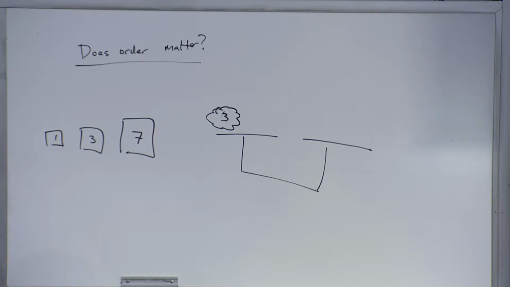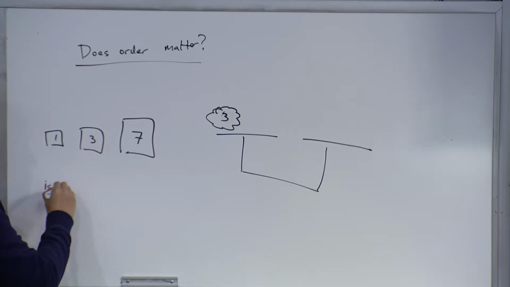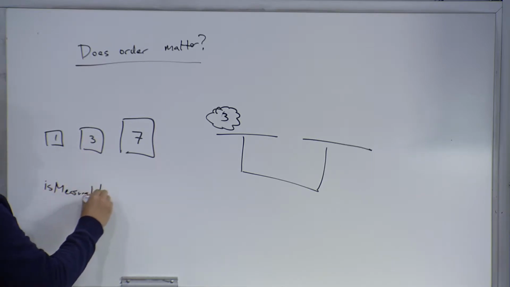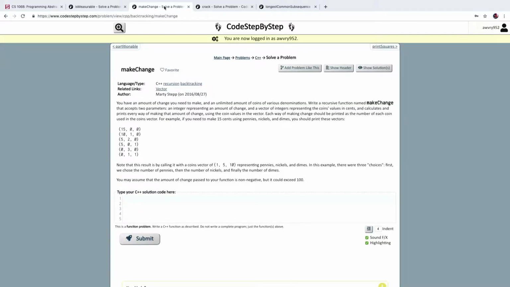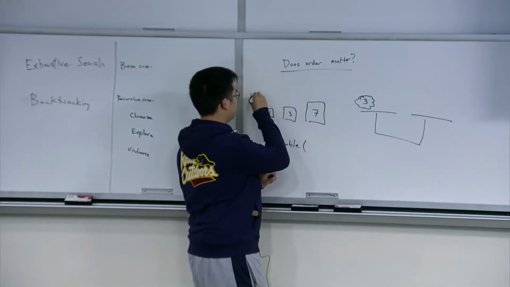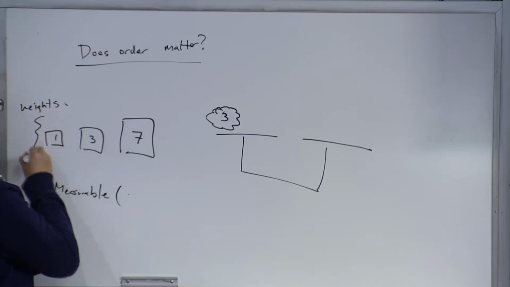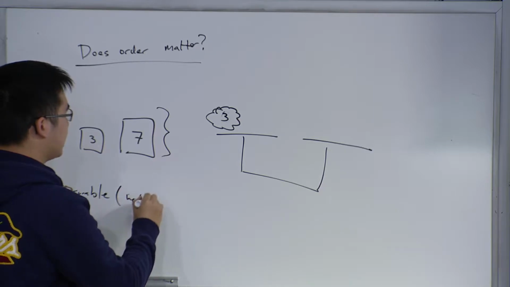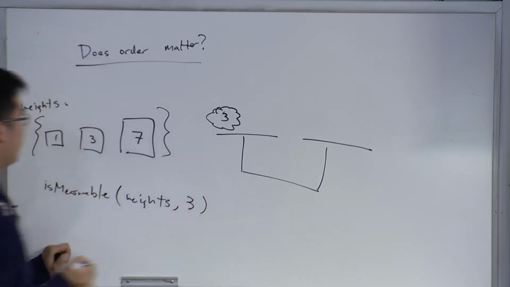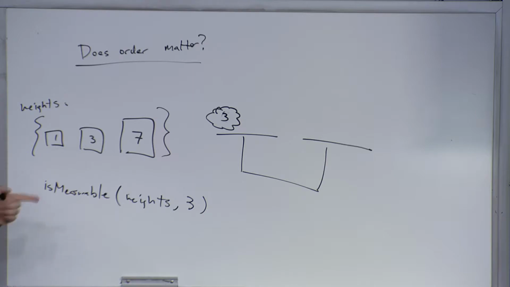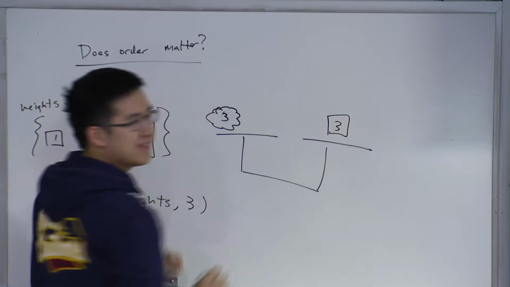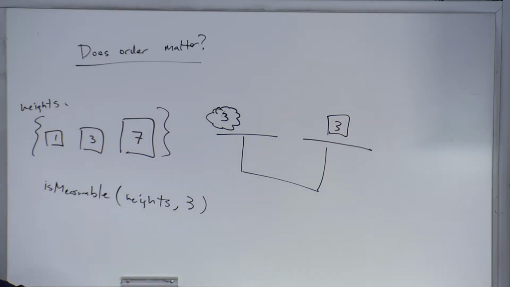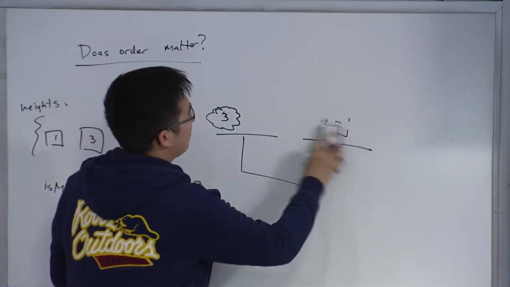Does that make sense? So for example, if I asked you, is measurable, I give you these weights. So let's say weights. If I passed in weights, and I said, is 3 measurable? How would you measure 3? Yeah, you can put the 3 over here, right? Does that make sense? Okay. So that was a little easy.